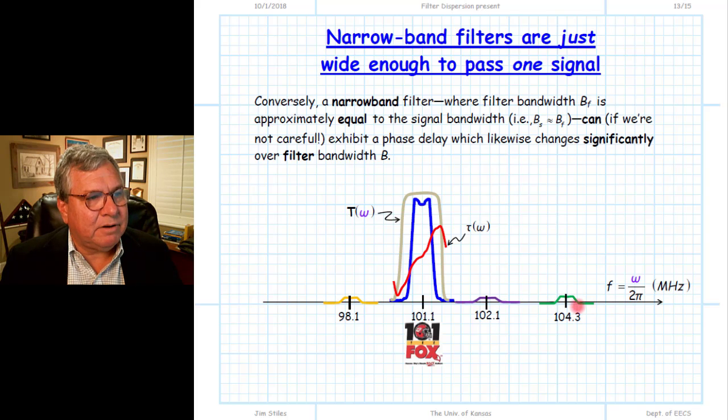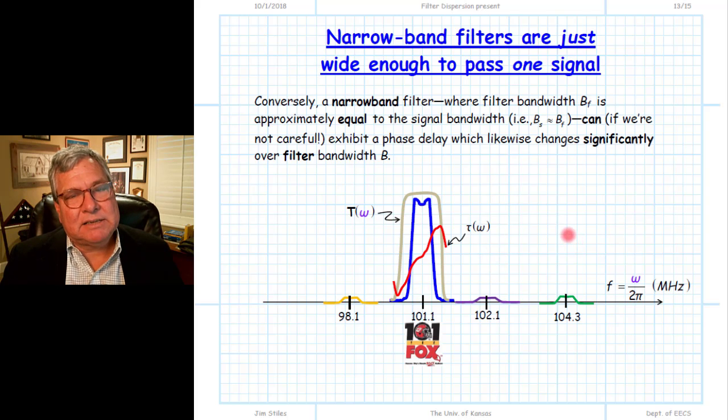And very little energy, if any, will reach the output of this filter. The same thing for the radio station at 98.1 and 102.1. This filter allows one signal and one signal only to pass through. And we have these kinds of filters in our radio receiver as well. Ultimately, we can only demodulate one signal at a time.